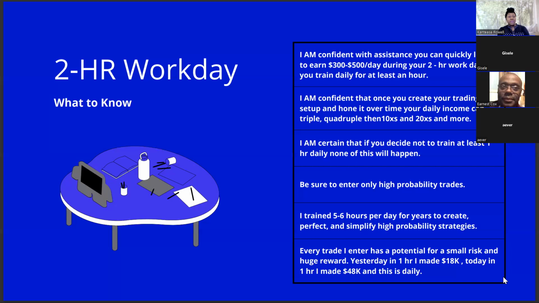Every trade that I enter has a probability and a potential for a small amount of risk and a huge reward. I've taught myself this skill over time by studying charts. It wasn't an overnight process, but I studied charts for 1 hour, and then I became so fascinated, and once I began to see results and wanted to improve them, I devoted more and more time to studying charts.